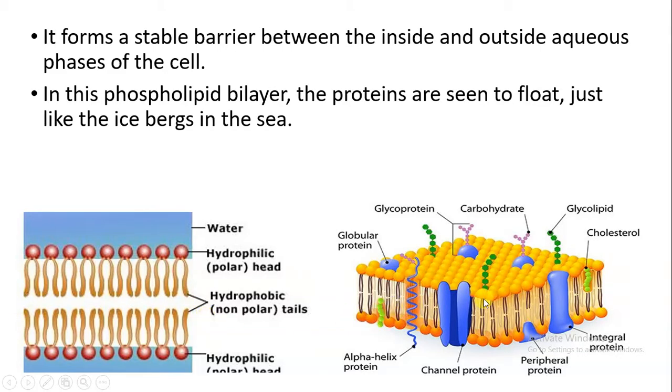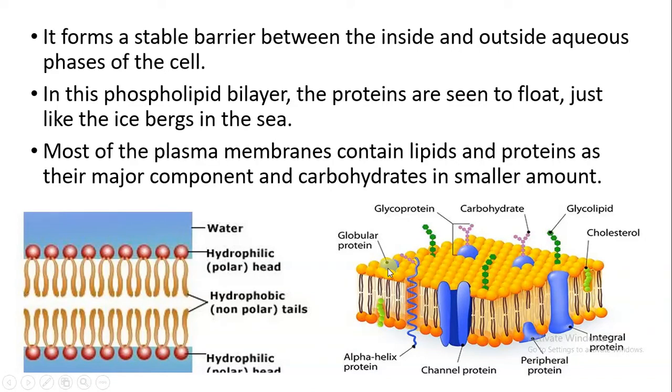In this phospholipid, the proteins are seen to float. So you can see how the proteins are floating. Proteins float like the iceberg which is present in the sea. So most of the plasma membrane contains lipid and also protein. These are the major components that you will see in the plasma membrane. Here you can also see the carbohydrate, which is also present in a small amount.